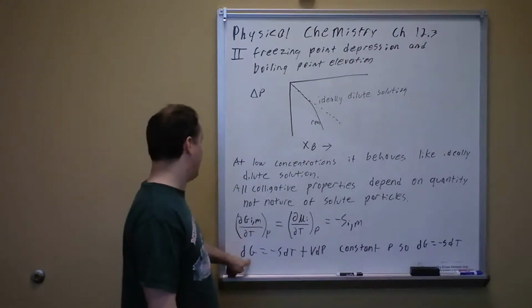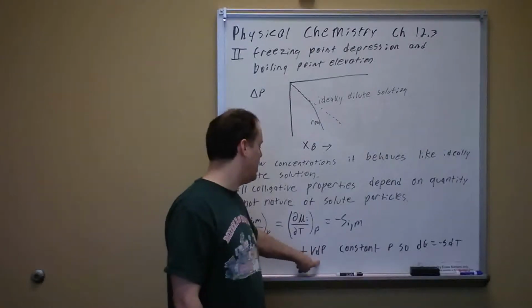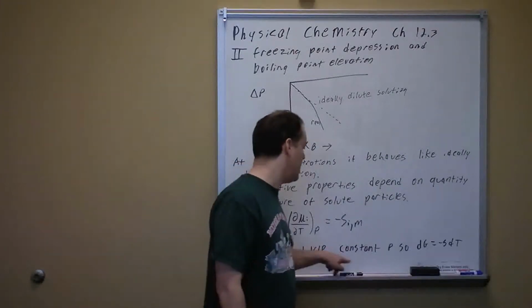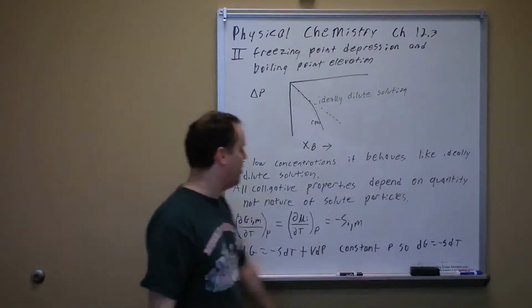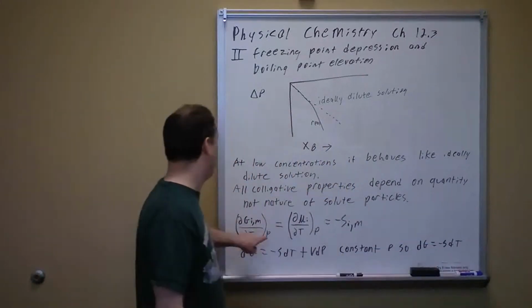Remember, we get this from dG equals minus SdT plus VdP. We're holding P constant, so we just have dG equals minus SdT. And then you can just solve for minus S there. That's how you can show this.